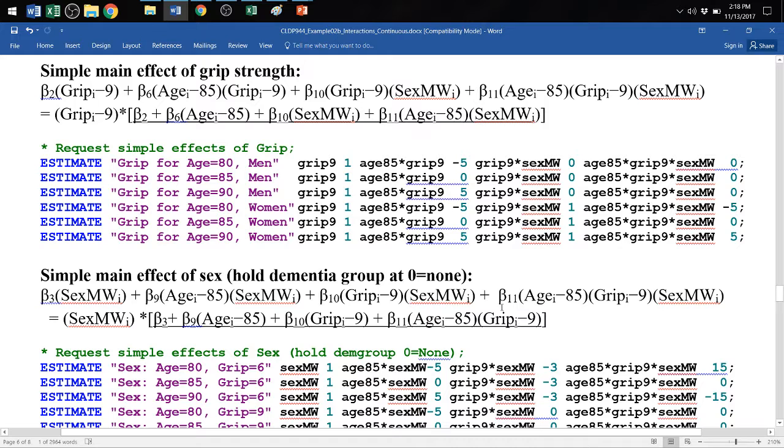Let's do it again. What am I asking for now? Feel free to read from the screen. Simple main effects of grip. And if I didn't have such helpful labels, how would you know that by staring at those estimate statements?